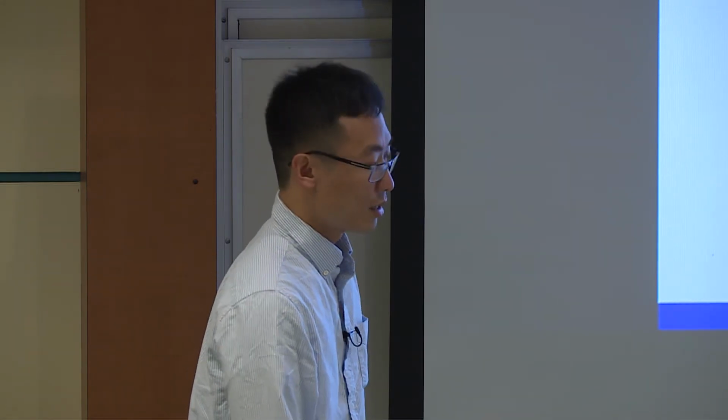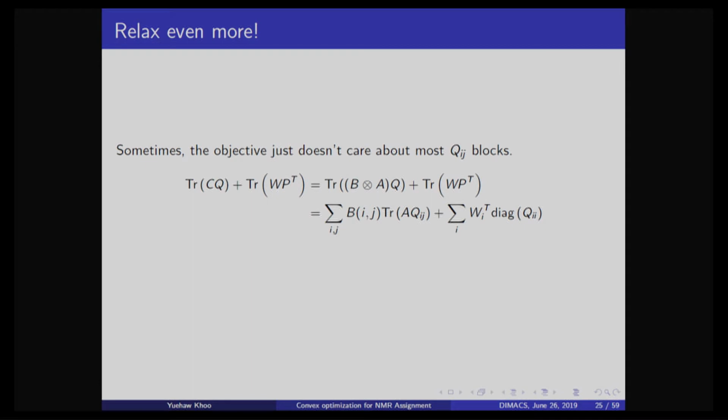Well, our observation is the following. We know that B is a path graph, so B is very sparse. That means that if we rewrite the QAP cost, the first term is essentially a weighted sum weighted by this Bij. So it only involves a few Qij blocks because Bij is sparse. Then what we're going to do next is drop all the irrelevant variables. We're not going to keep all the variables Qij. We're just going to keep the Qij involved in the optimization procedure.